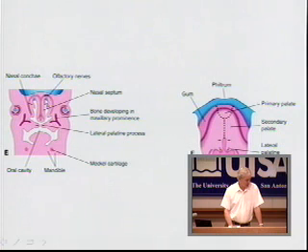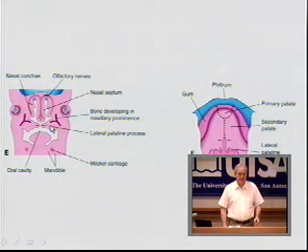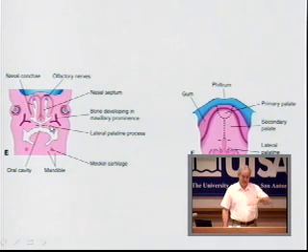And obviously the olfactory epithelium will be in the roof, and then the hard palate formed by the lateral palatine processes will be the floor of the nasal cavity. Roof of the oral, floor of the nasal. Kind of a little apartment arrangement there.